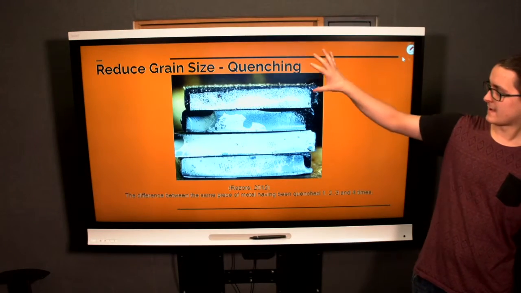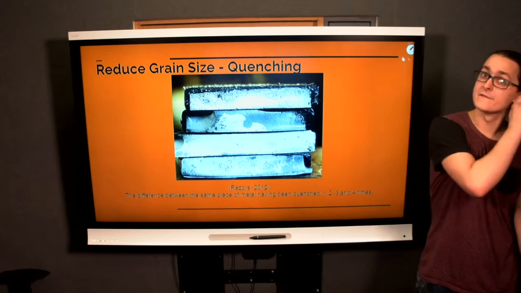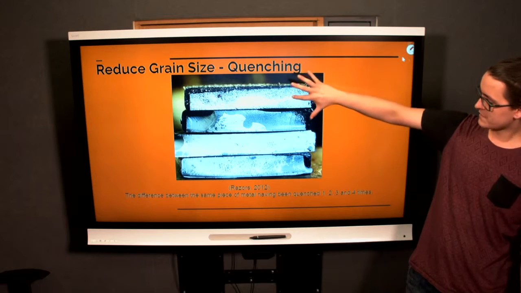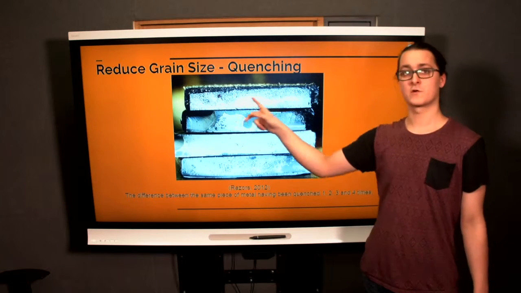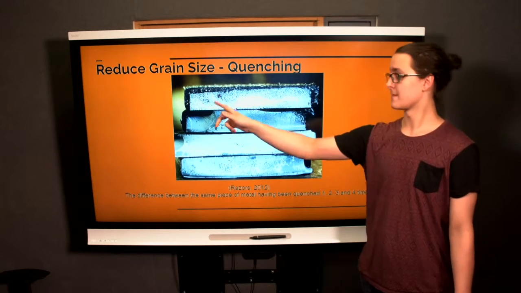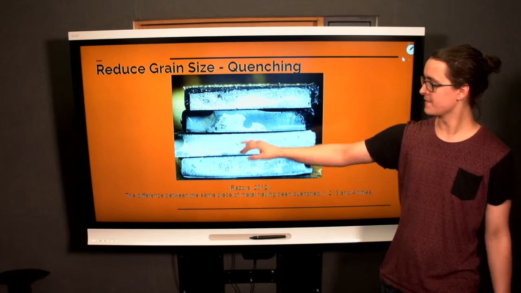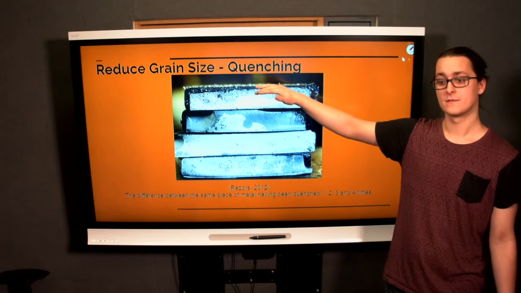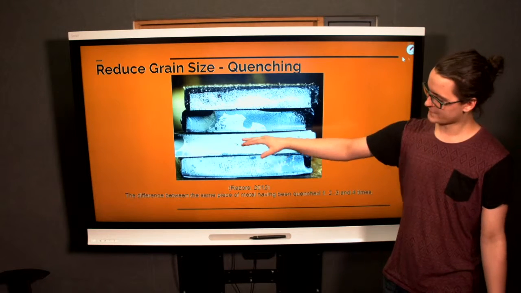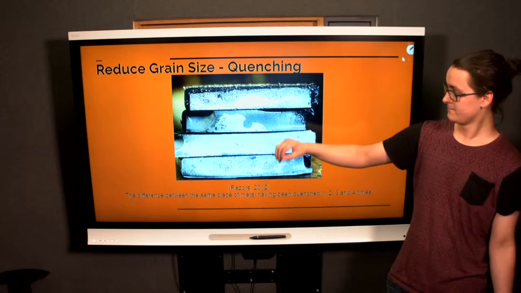So here we have a piece of metal that has been quenched. So quenching is one of the main ways to reduce the grain size of a structure. So here you can see after one quench, the grain size is very thick, and then from the first quench, second quench, third and fourth, you can see the grain size of the metal getting smaller and smaller to the point where you can't really tell the difference between the third and fourth quenches.